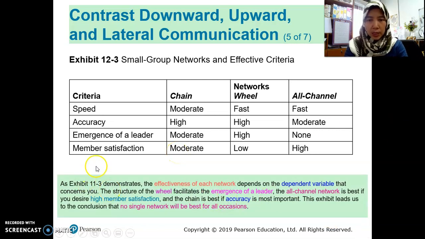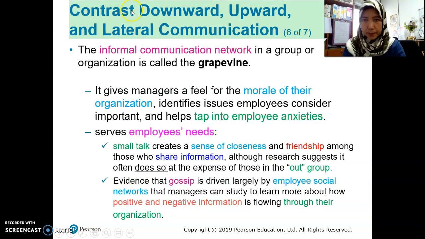So here I already mentioned, the exhibit leads to the conclusion that no single network will be best for all occasions. So it depends on the occasions. So the informal communication network in the groups or organization is called grapevine.